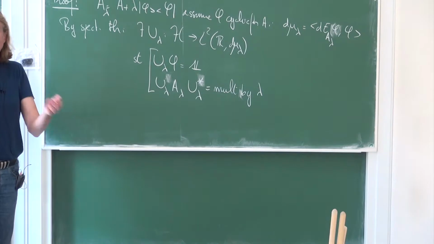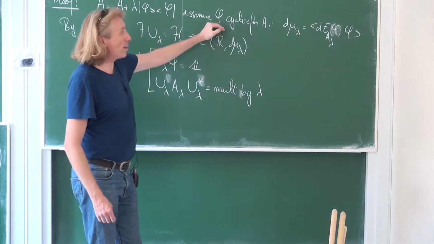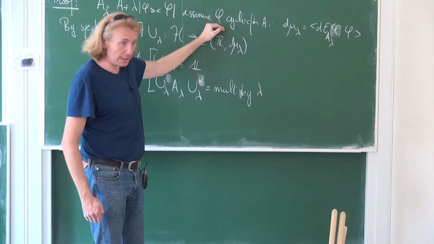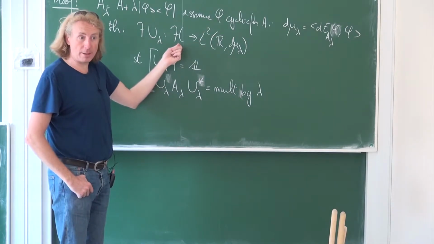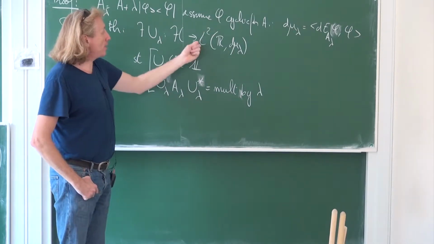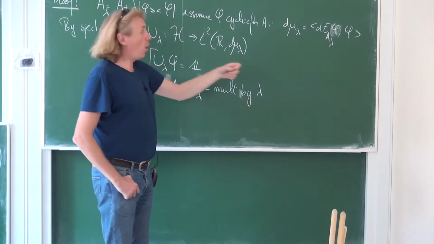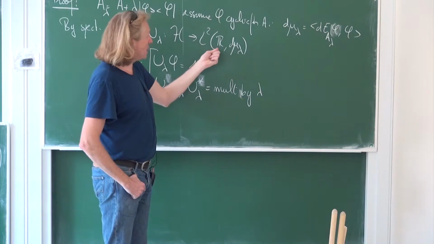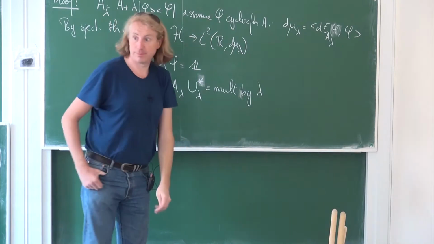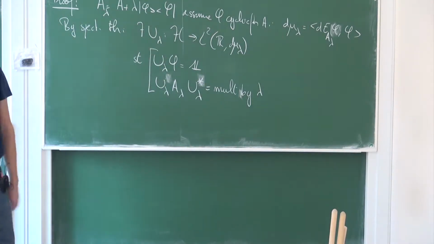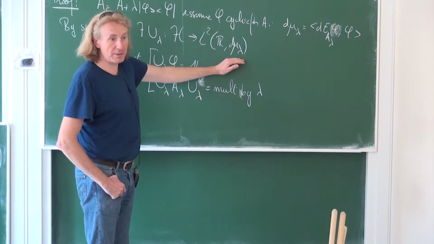You have an operator which is of multiplicity 1. The spectrum has multiplicity 1 because you have one cyclic vector. It means that you have a unitary equivalence between this operator and the operator obtained by multiplication by lambda on the space L2 with the spectral measure. If you think, for example, of the case of matrices, this measure is just going to be a sum of Dirac masses.